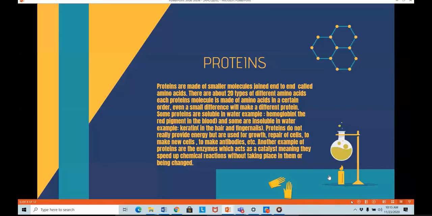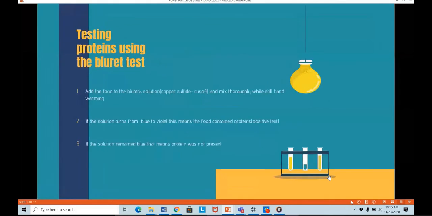Proteins are made up of amino acids, and examples of proteins could be hemoglobin and keratin. When testing for proteins, we use the Biuret test. If the solution turns from blue to violet, this means it contains proteins, but if it doesn't change, this means protein was not present.